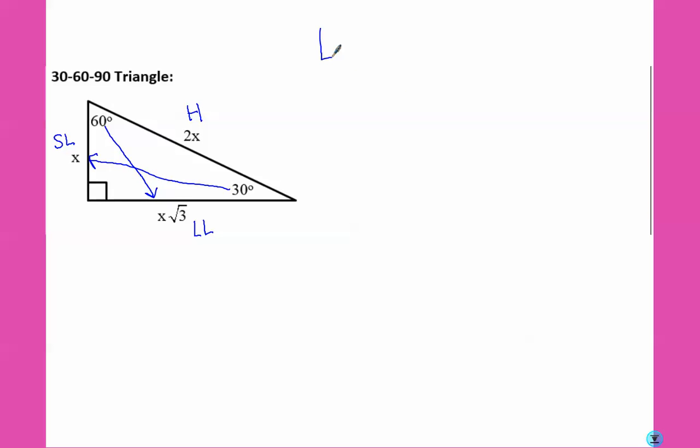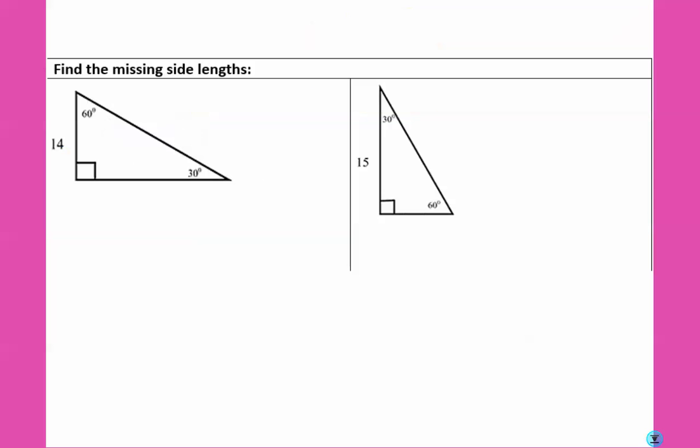So the long leg will always be equal to the short leg times the square root of 3. And the hypotenuse will always be twice as long as the short leg. So those are the two little formulas that you'll need to memorize for the 30, 60, 90 triangles. So let's look at some examples.